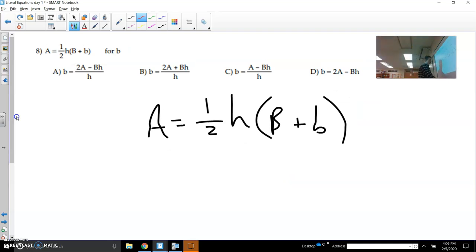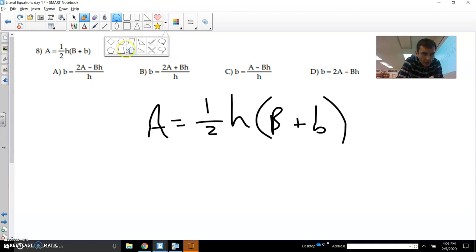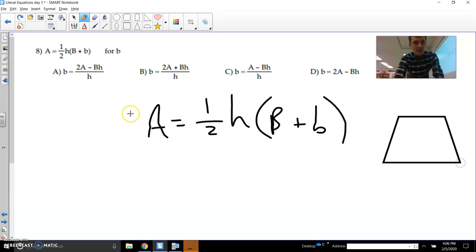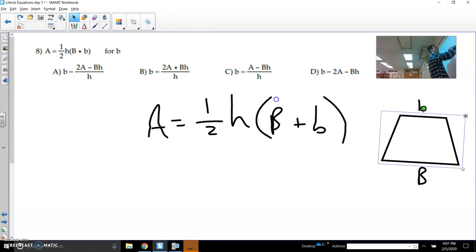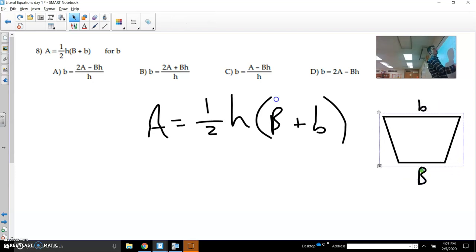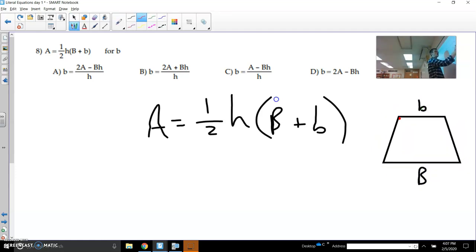All right, number 8. Number 8 is a really funky looking formula, and it's because it comes from a funky looking picture. Let me see if I can find the picture that I am wanting to draw. Let's see, it's this one. This is what we call a trapezoid. So a trapezoid has 2 different bases. You have a large base and then a little tiny base up here. And really, the reason why we have 2 bases is because there's 2 different ways you could look at it. It just depends on the way that it's oriented. But we also have the height from the top to the bottom.